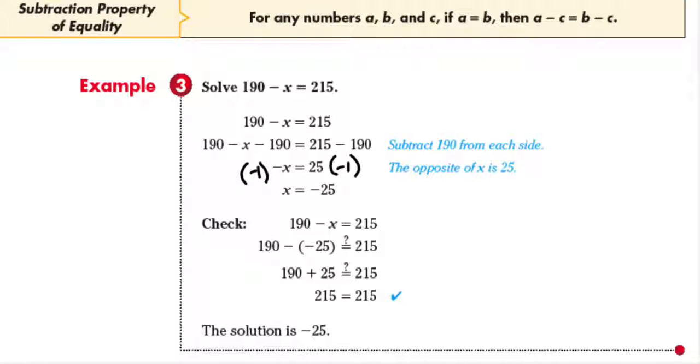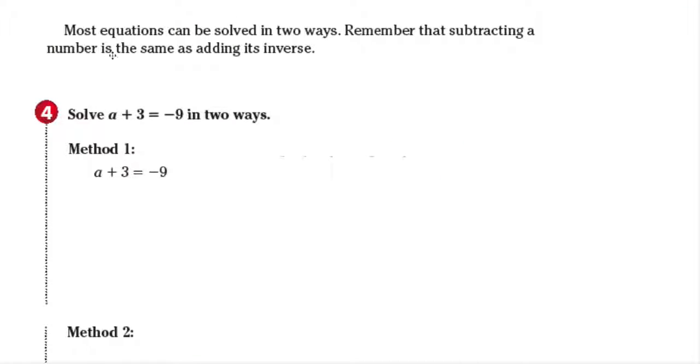The next example, most equations can be solved in two ways. Remember that subtracting a number is the same as adding its inverse. Okay, we learned this when we were subtracting integers. When you're subtracting a number, it's the same thing as adding its inverse, or when you're subtracting, add its opposite. Okay, let's take a look at a plus 3 equals negative 9 in two ways.